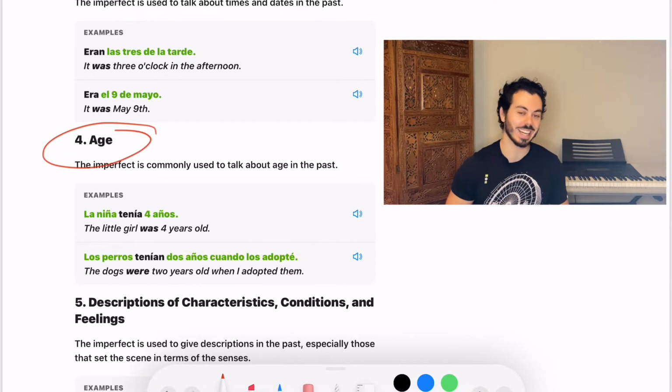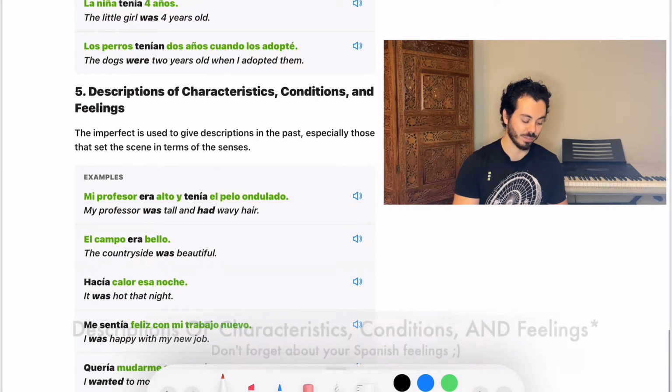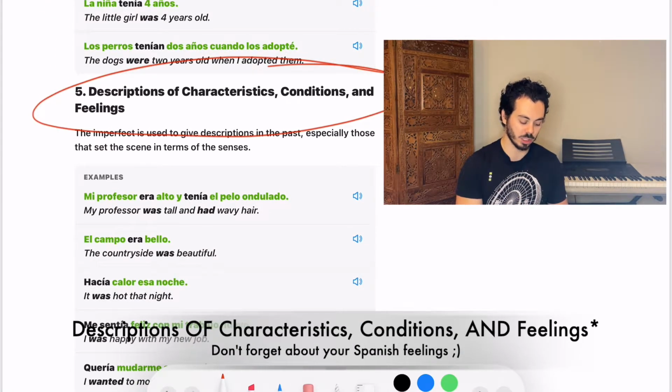La niña tenía 4 años. Los perros tenían 2 años cuando los adopté. The dogs were 2 years old. When using age, you use imperfect. And then the 5th one is descriptions, characteristics, and conditions.